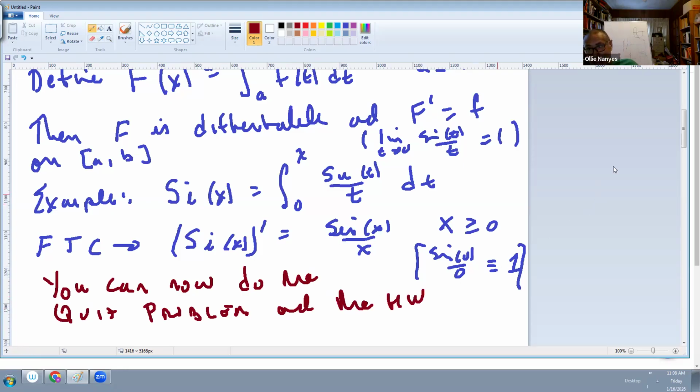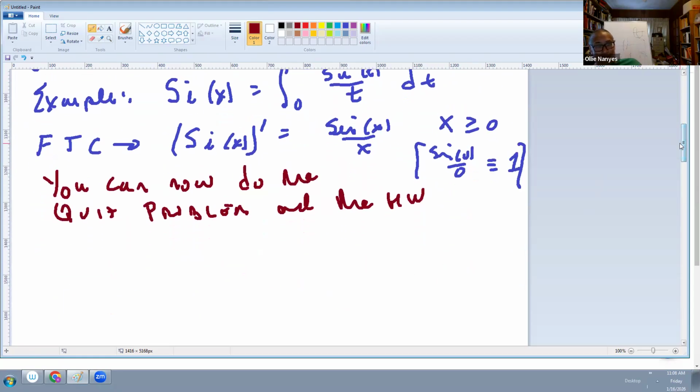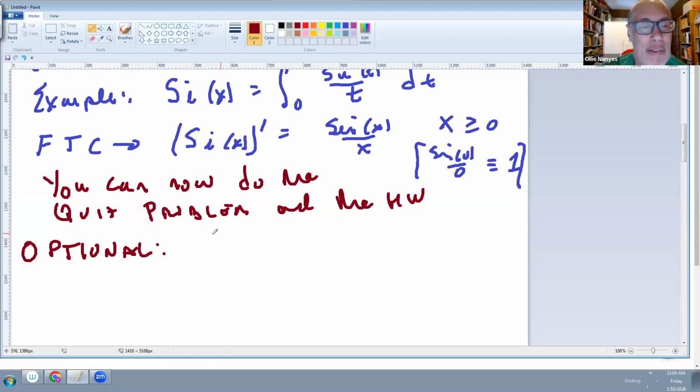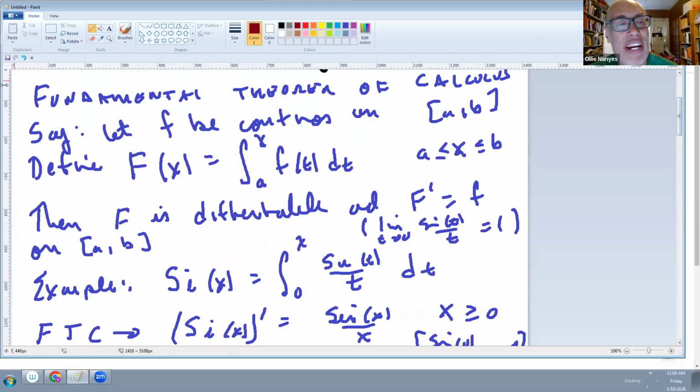But I am going to give you a little bit of an optional. If you don't want the optional, you can stop watching now. But here's the optional. The question is why? Because this does look kind of strange, doesn't it? You're defining this function in a rather strange manner.